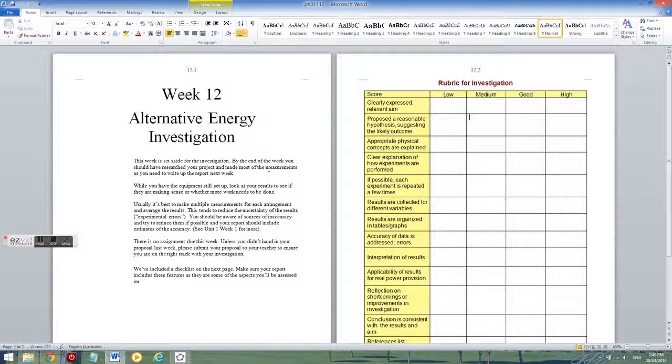Also, this project is compulsory. Even if you get 100% in the exam, if you don't do this practical project, I cannot pass you on Unit 1 physics. You just need to do the experiment.